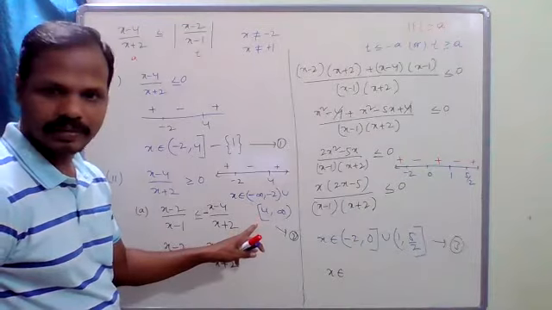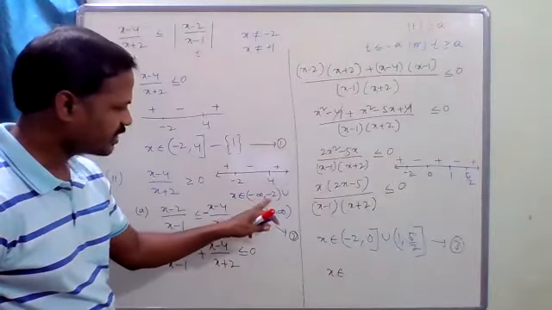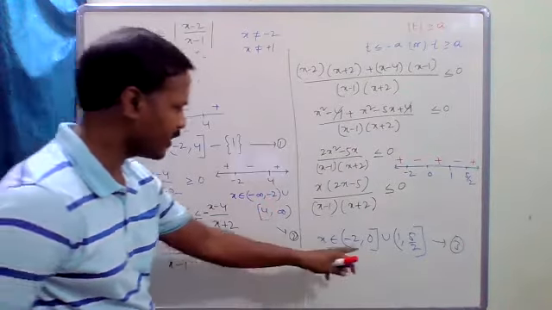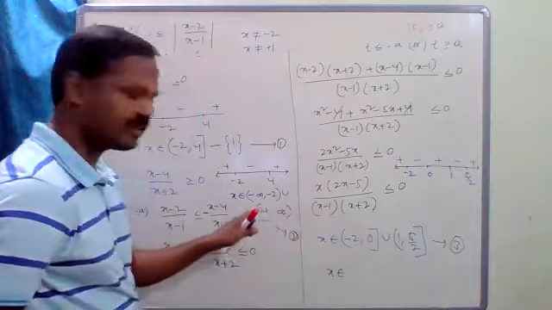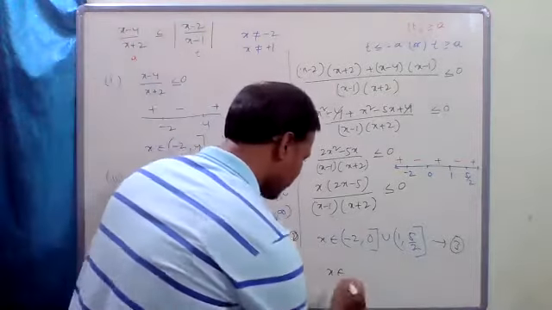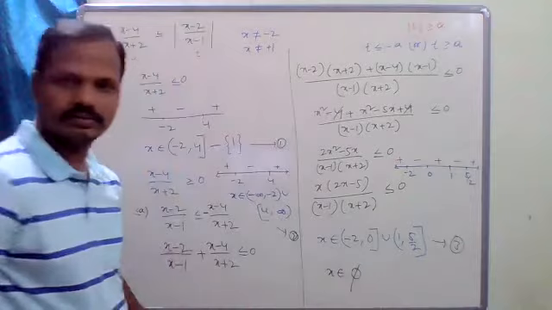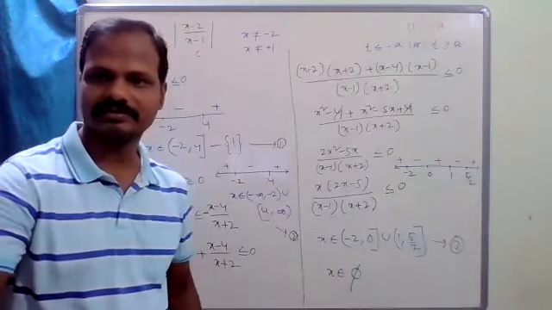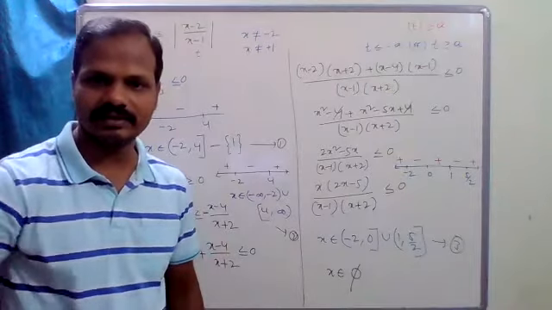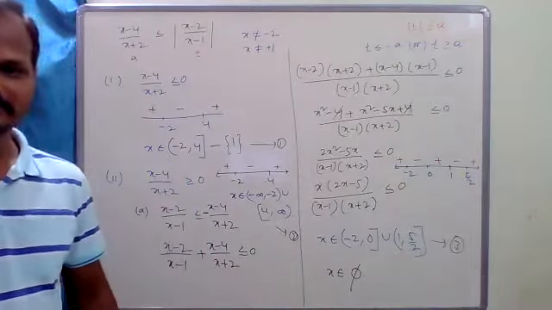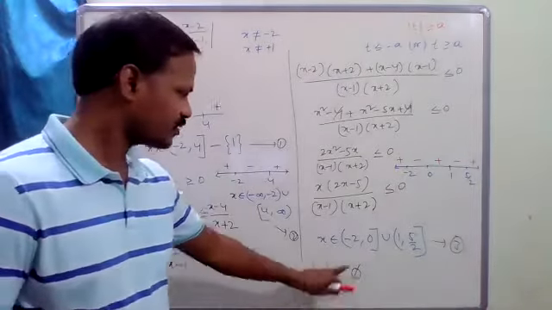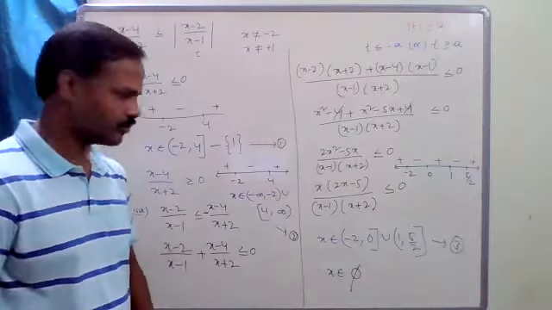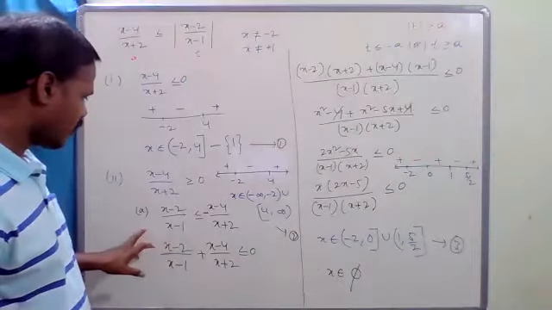Yeah, phi, the null set. Because see, minus infinity to minus 2, this one closed 4 to infinity, but these values are not in this interval. Okay? So x belongs to phi, the null set. So this is one case. And now next, what do we have to check?